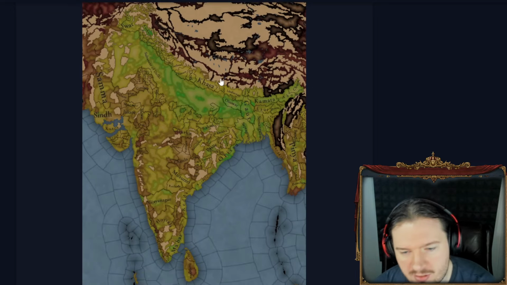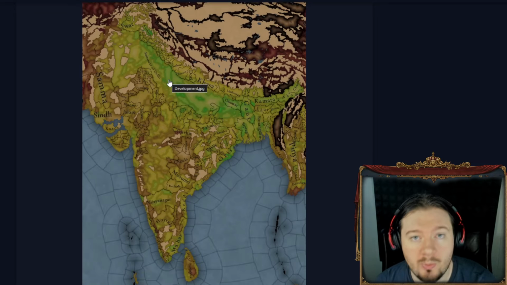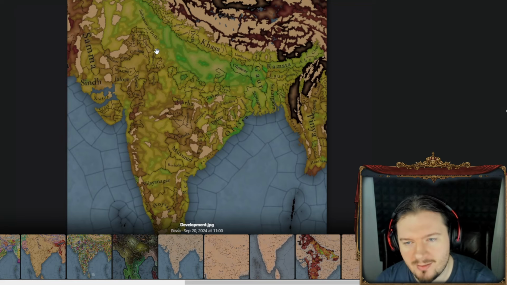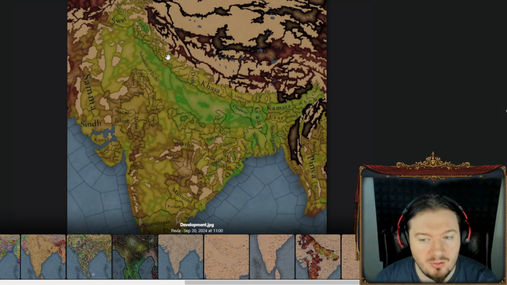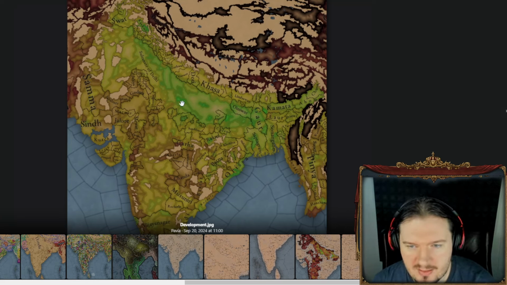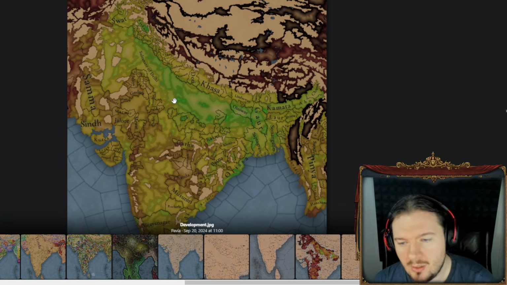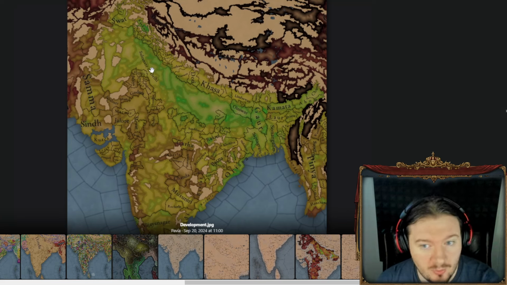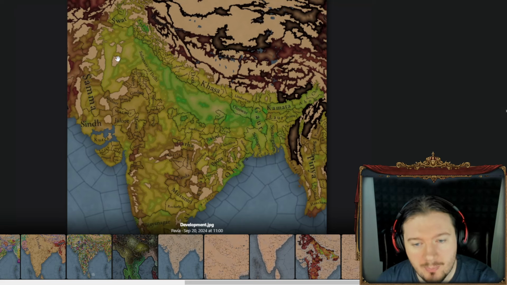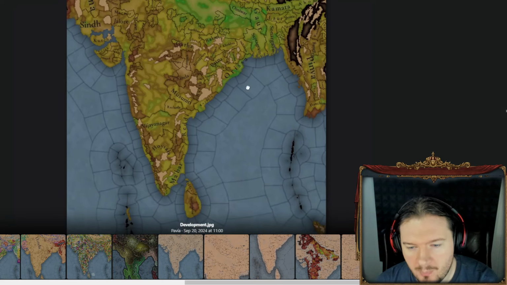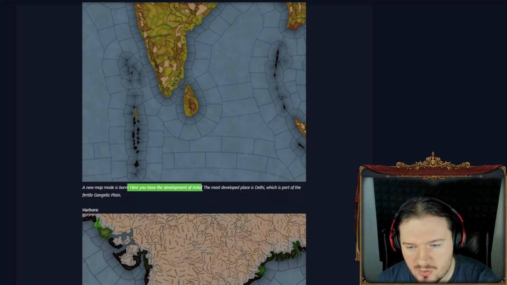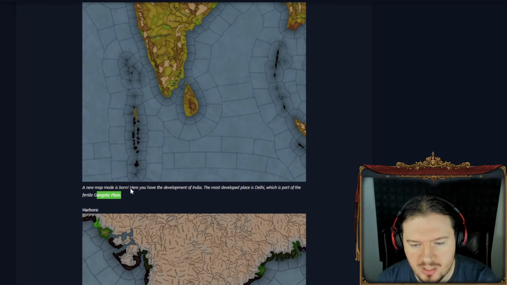Then on to development. Development here is basically what we learned about on Friday. It is not just your dev clicks from EU4. It is a product of how developed the nation is. But of course, this entire northern region here with Delhi looking way, way more developed than the rest of India, which makes sense. This was all flatland and grassland and plains and farms and stuff. So that makes sense. But looking pretty good there. Yeah. Here you have the development of India. The most developed place is Delhi, which is part of the fertile Gangetic Plain.